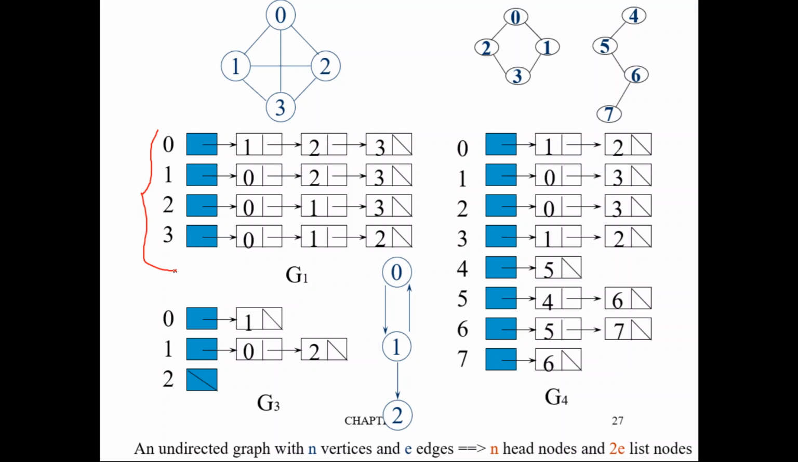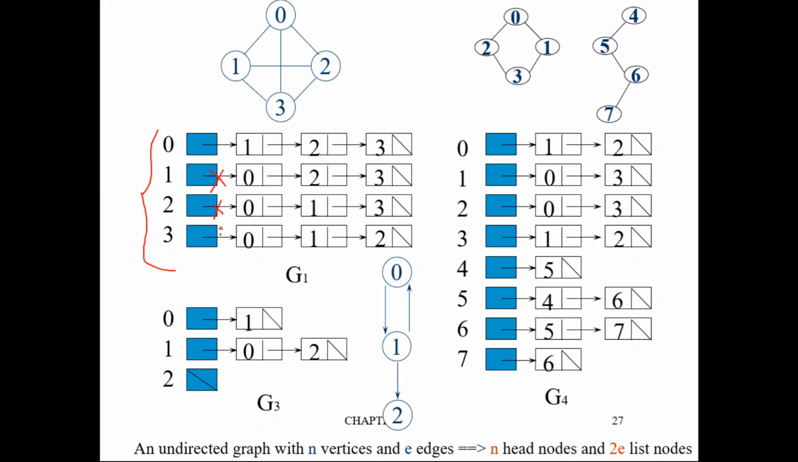But here the thing is, when you found an edge from 0 to 1, you need not check for 1 to 0. You need not count this, because 0 to 1 means 1 to 0 you can take for granted, since it is an undirected graph. Similarly, when you found 0 to 2, you need not check for 2 to 0, so this will be struck off. When you checked 0 to 3, you need not check for 3 to 0.